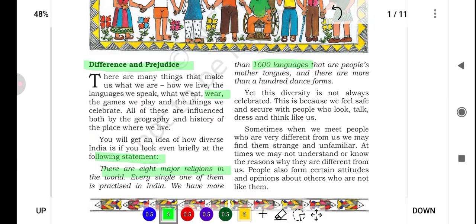This is because we feel safe and secure with people who look, talk, dress and think like us. Sometimes when we meet people who are very different from us, we may find them strange and unfamiliar. At times we may not understand or know the reasons why they are different from us. People also form certain attitudes and opinions about others who are not like them.